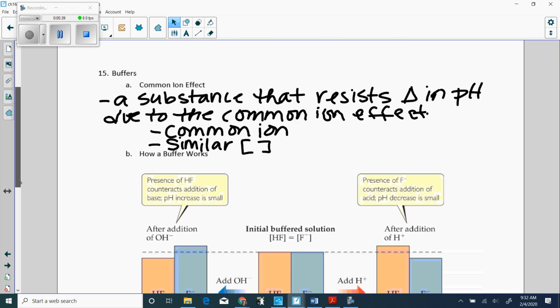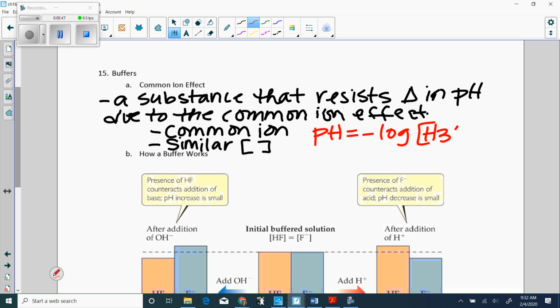A buffer works by resisting change in pH. pH equals negative log of the hydrogen. The only way I can change pH is if I increase this or if I decrease that. It's the only thing in the math equation. That's the only thing that's going to change pH.